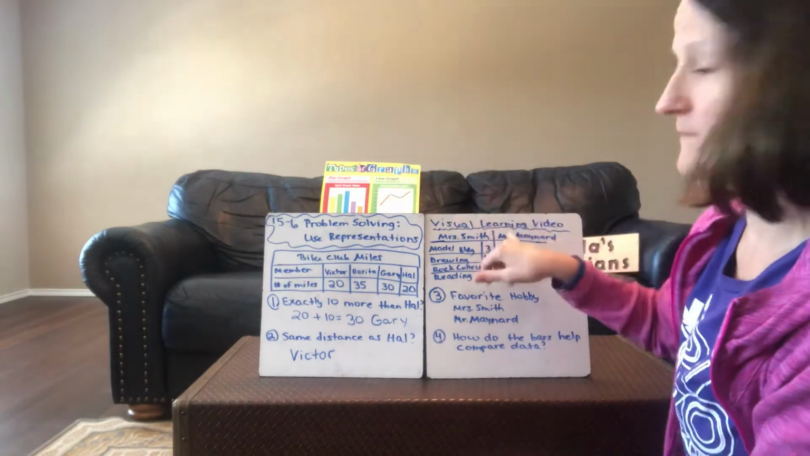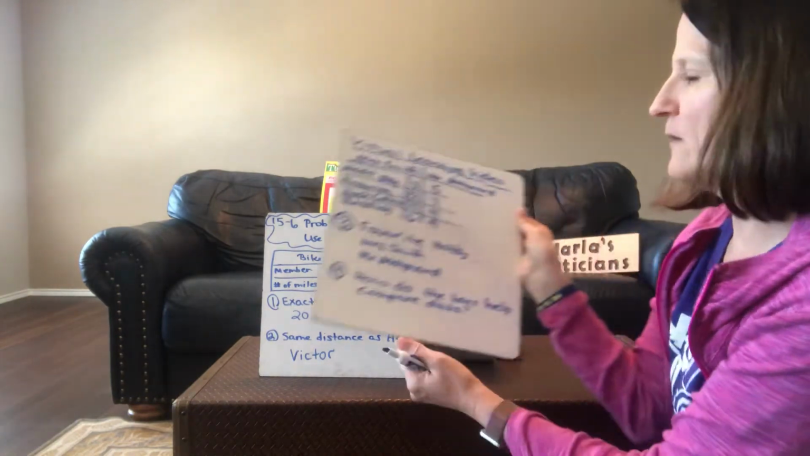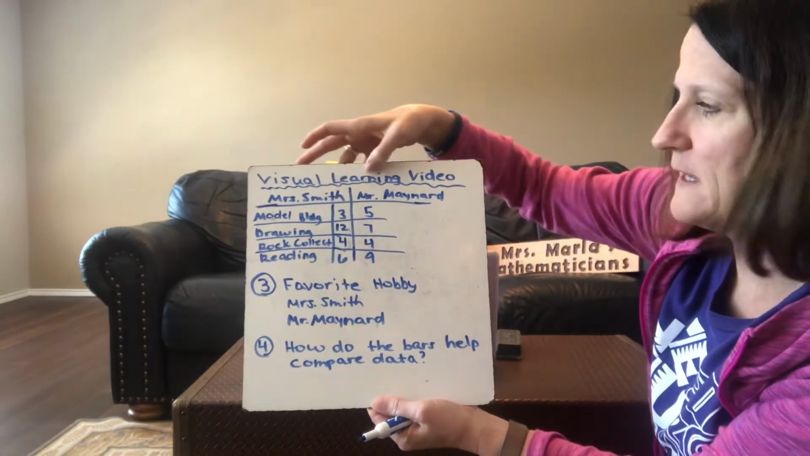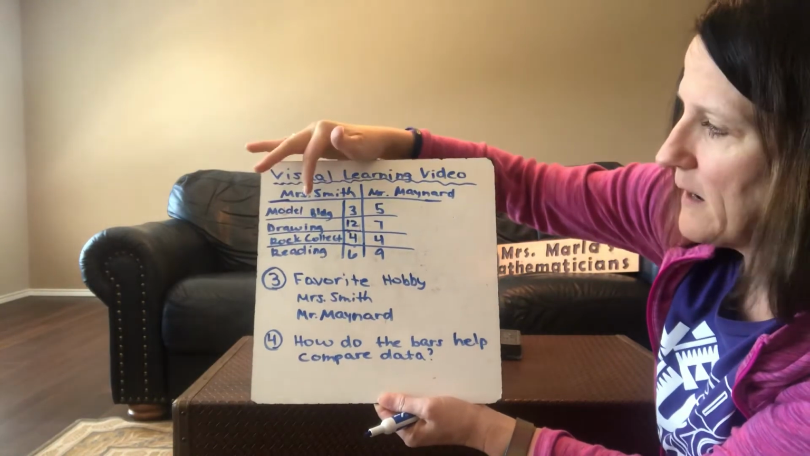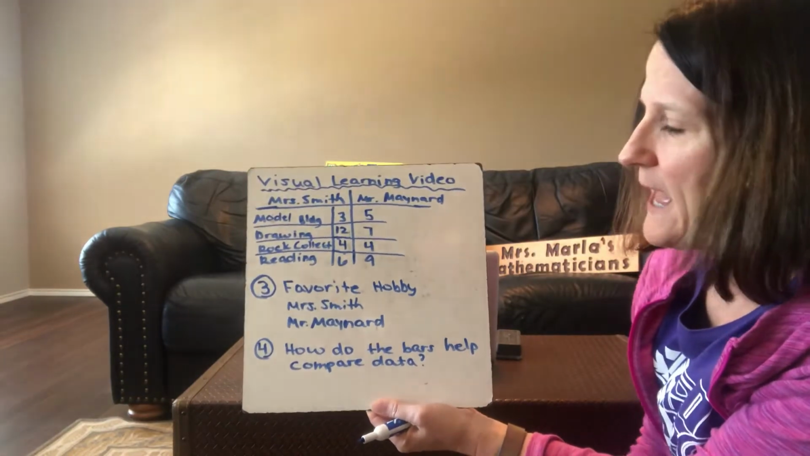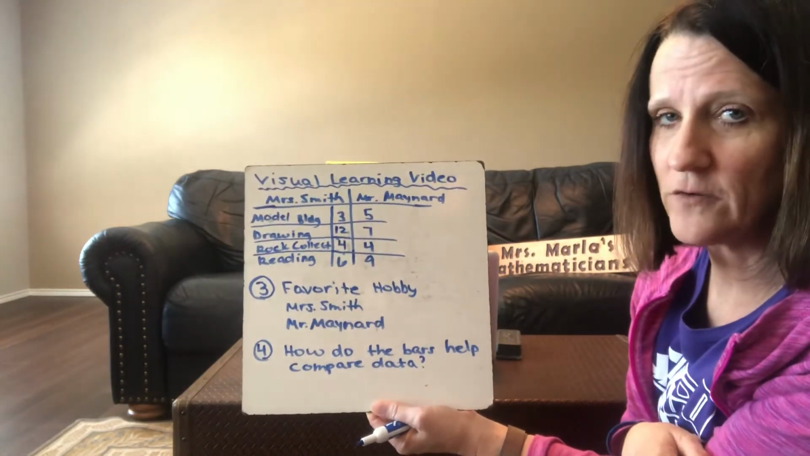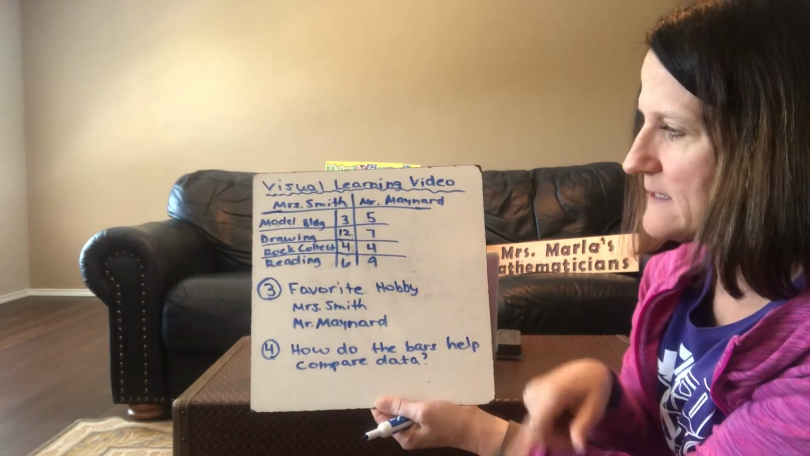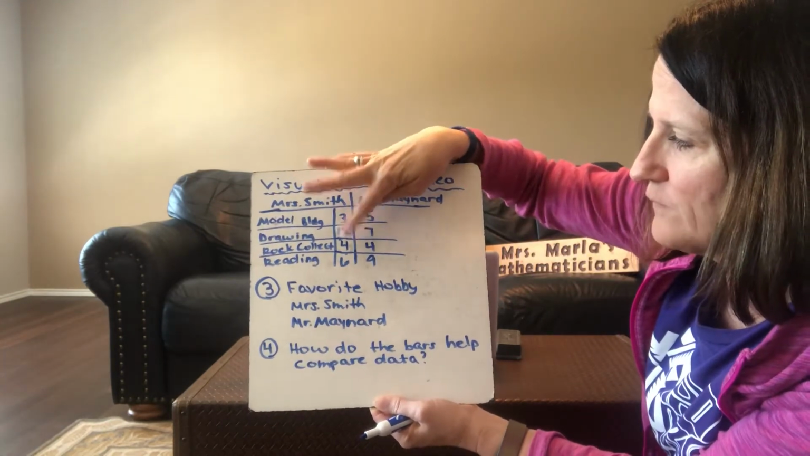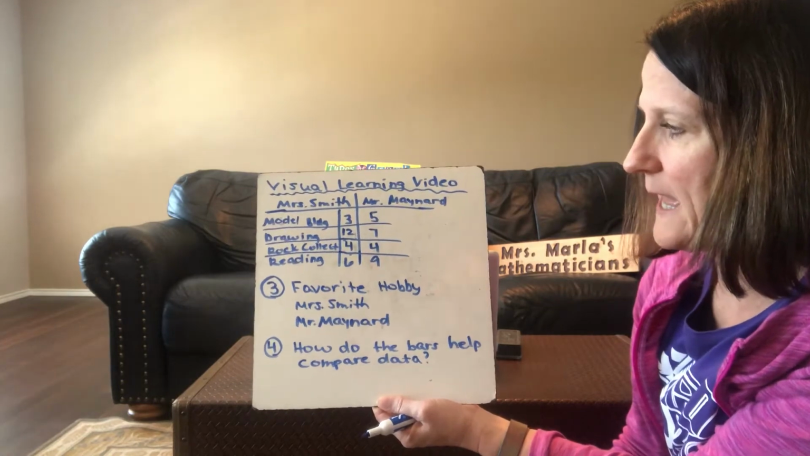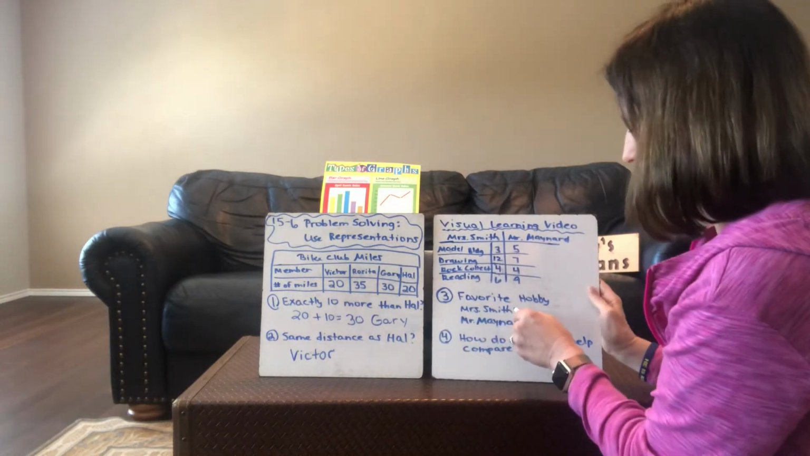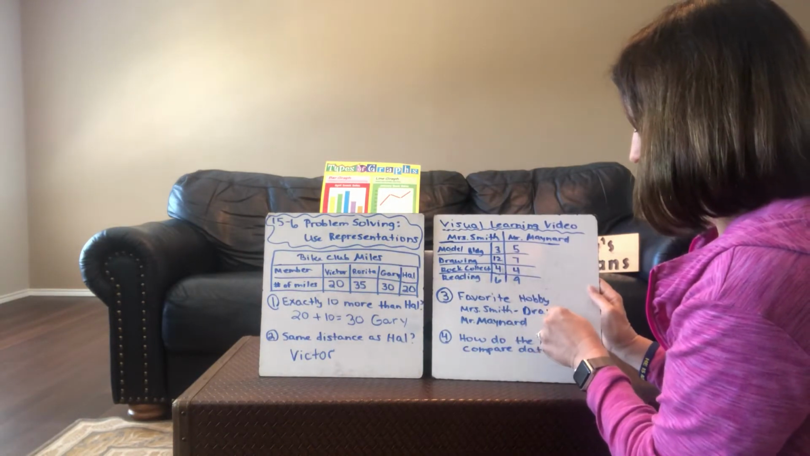All right, so this is what I was telling you about. You must have watched the video, the visual learning, because they refer back to that video. In the video, it was talking about Mrs. Smith and Mr. Maynard and their favorite hobbies. They've got model building, drawing, rock collecting, and reading. Number 3 says, what was the favorite hobby of Mrs. Smith's class? When we look at this table, or you can look at the bar graph, we've got 3, 12, 4, and 6. Which has the most votes? Yep, drawing. So we will put drawing for Mrs. Smith.